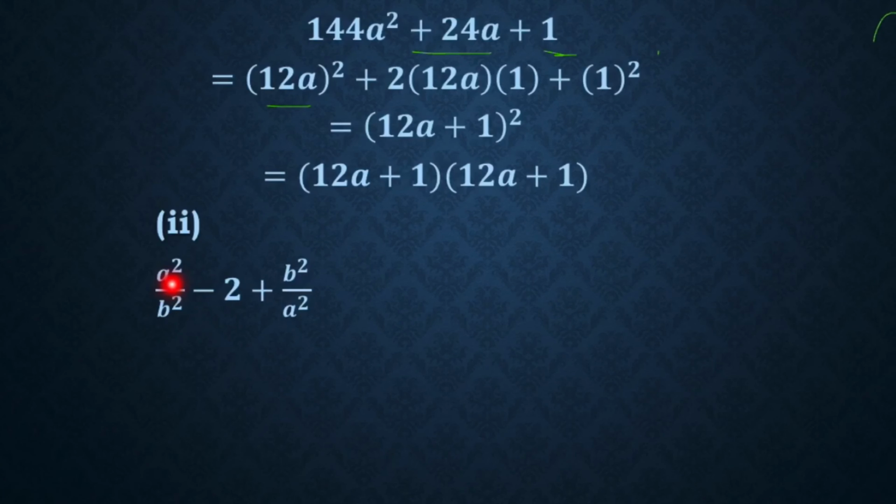Students, we have another question of the same type, a square by b square. Observe that the first term is a complete whole square. Why? Because there is a square of numerator and a square of denominator. So this term can be written in the form of whole square. This is minus 2. Minus 2 is not square of anything. It means it can be a product term.